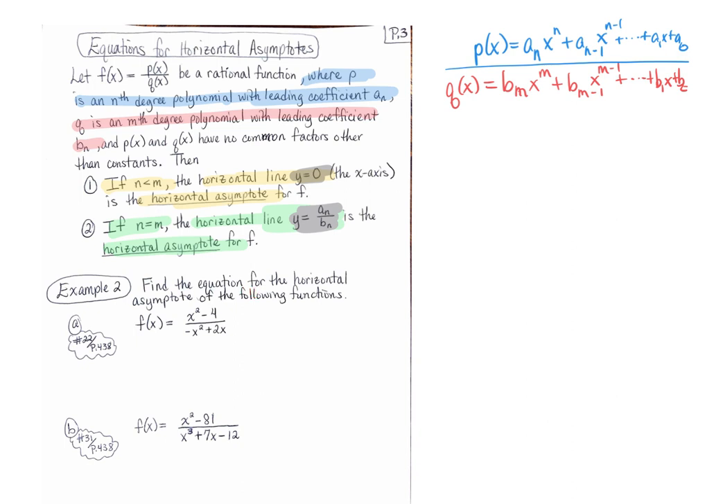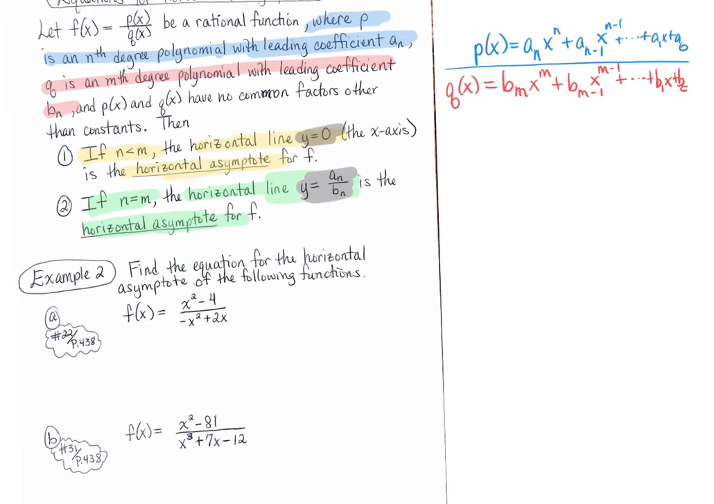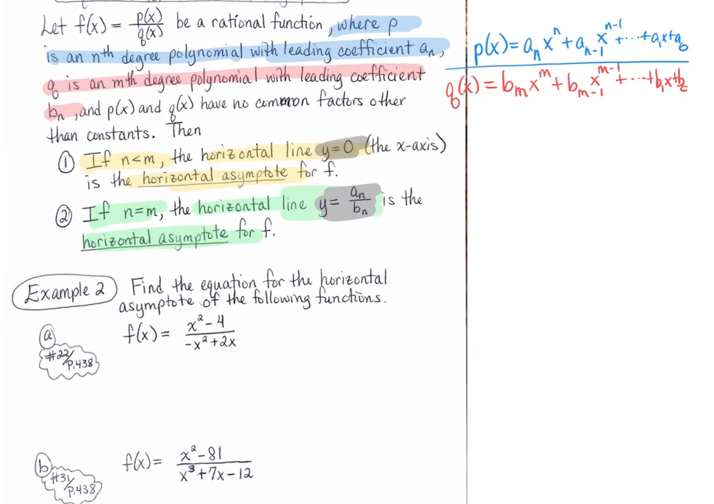Find the equation for the horizontal asymptote of the following functions. F of x equals x squared minus 4 divided by negative x squared plus 2x. That looks a little small, so I'll zoom in. Is that all right? Okay. F of x equals x squared minus 4 over negative x squared plus 2x. Which case are we in, 1 or 2? 2. Very good. We're in 2 because the degrees, the variables of highest degrees, are the same.